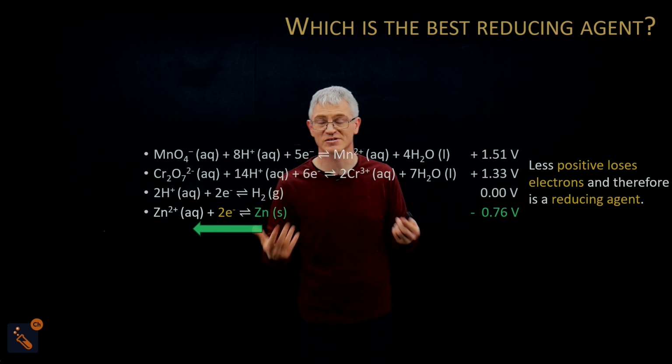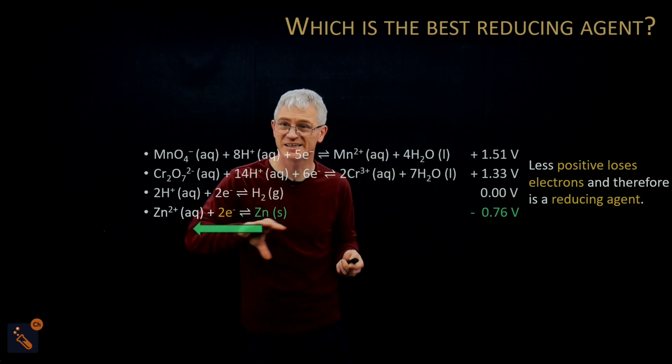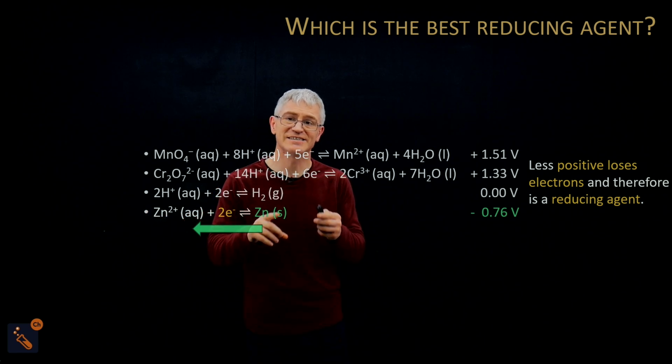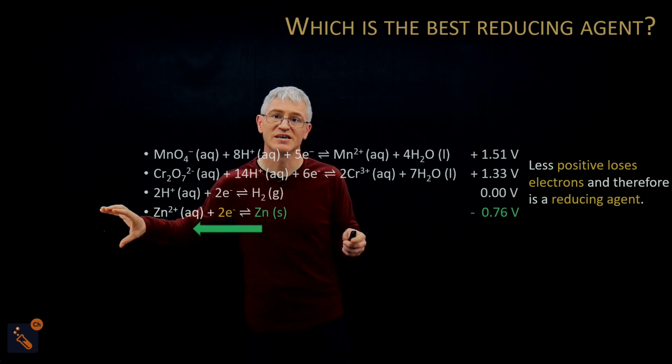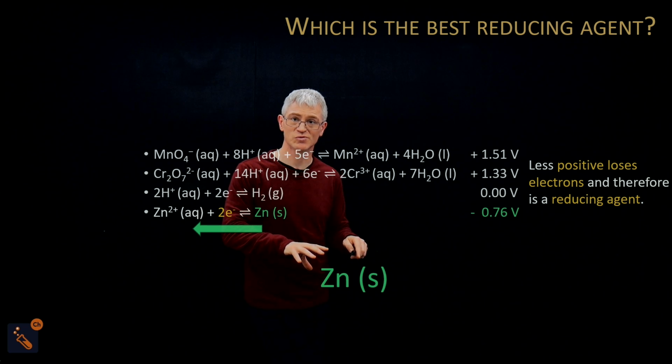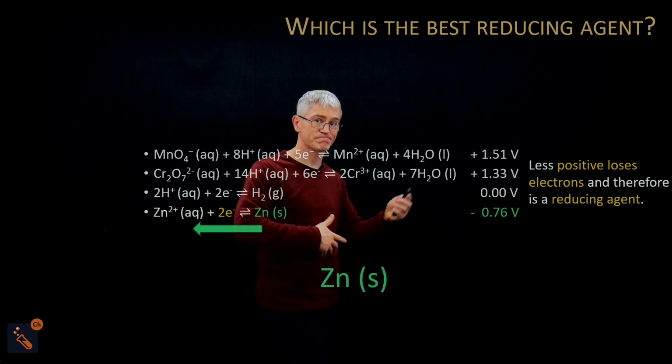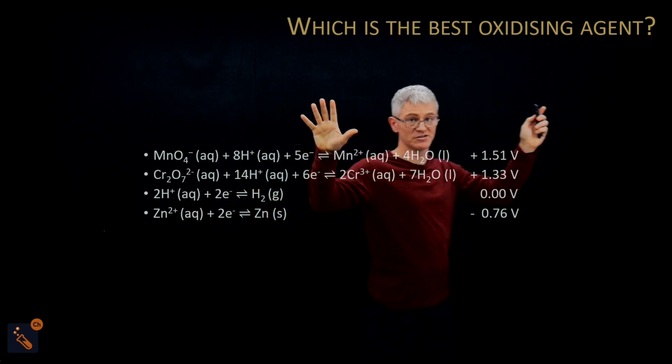So if you're in this exam and expected to explain it, say the equilibrium has gone to the left. And it's the zinc solid because it's the only one that can lose electrons. So it's really, really important. Let's go the converse. And let's go for the best oxidizing agent now.